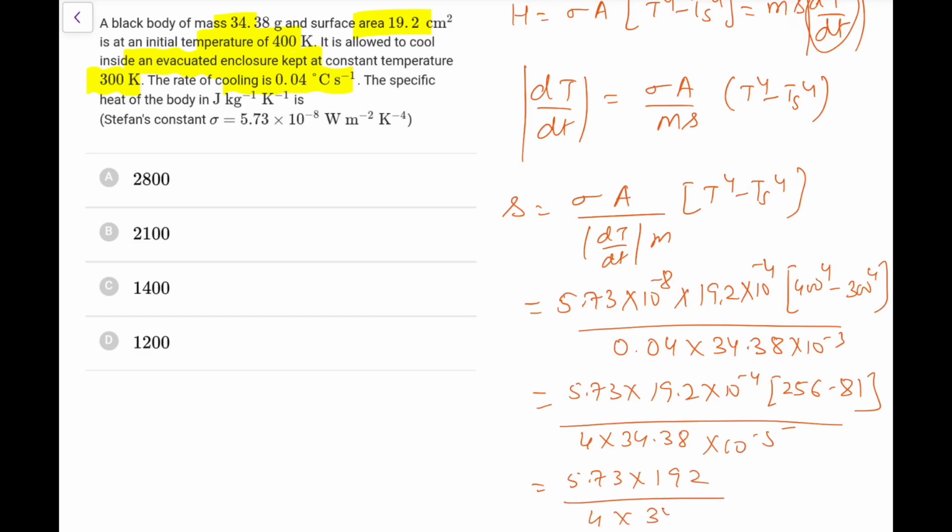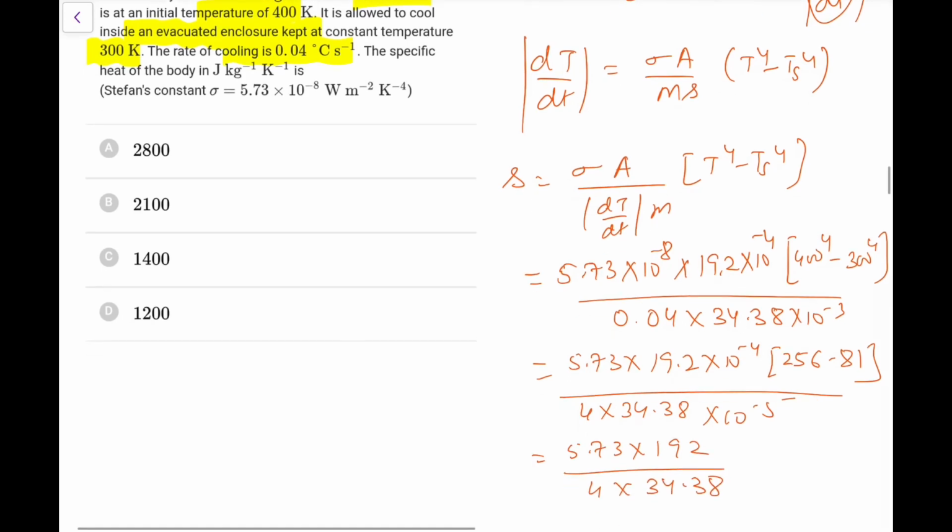4 into 34.38, I have multiplied that by 10 here. 256 minus 81. Now what is it? 6 and 1 is 5, 25 and 8, 71. I think I am done. Okay, 6 and 1 is 5, not 7. 6 and 1 is 5, 25 and 8, 175.